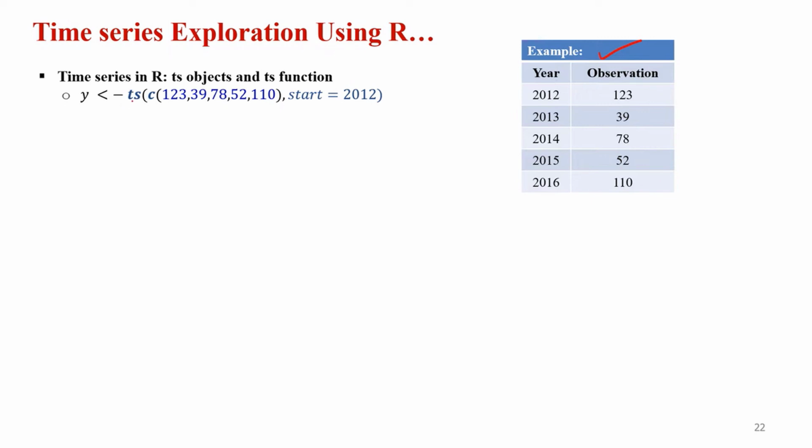I should use the function called ts, then brackets. Inside it is c, which concatenates these observations. So we write down the observations, and then I state that the starting year, or starting point, is 2012. Once we run this, we store it in a variable called y. So this time series data is stored in y.